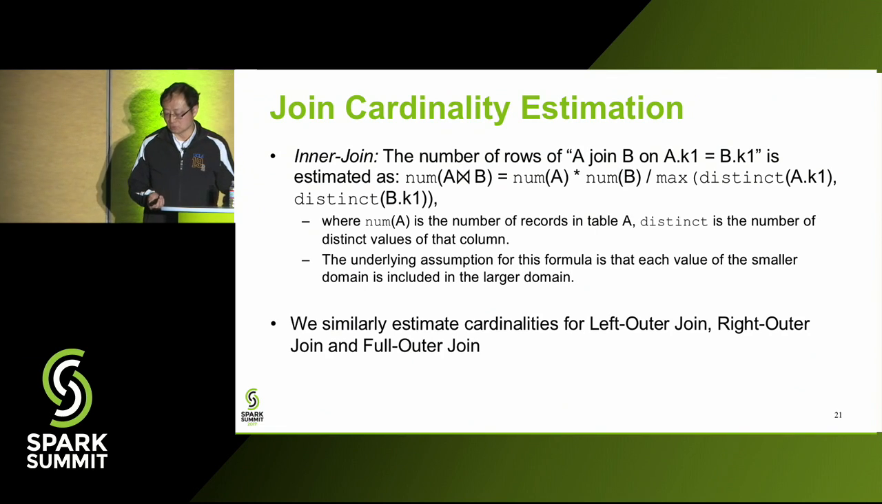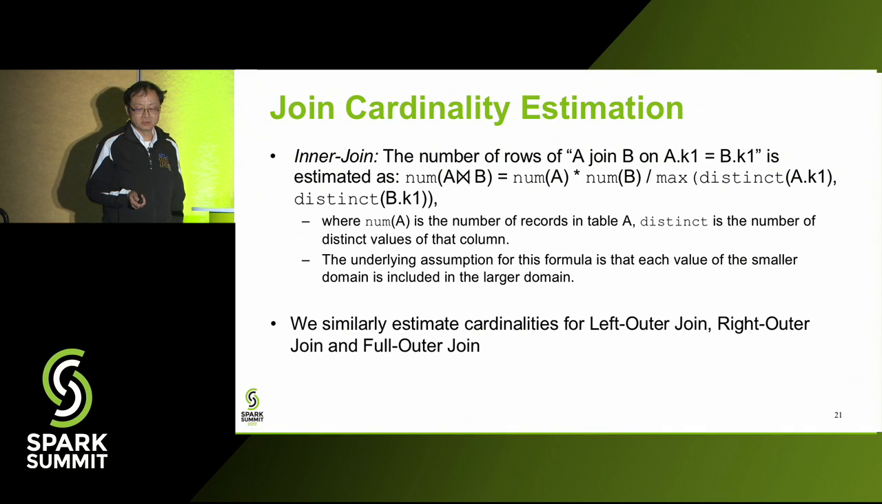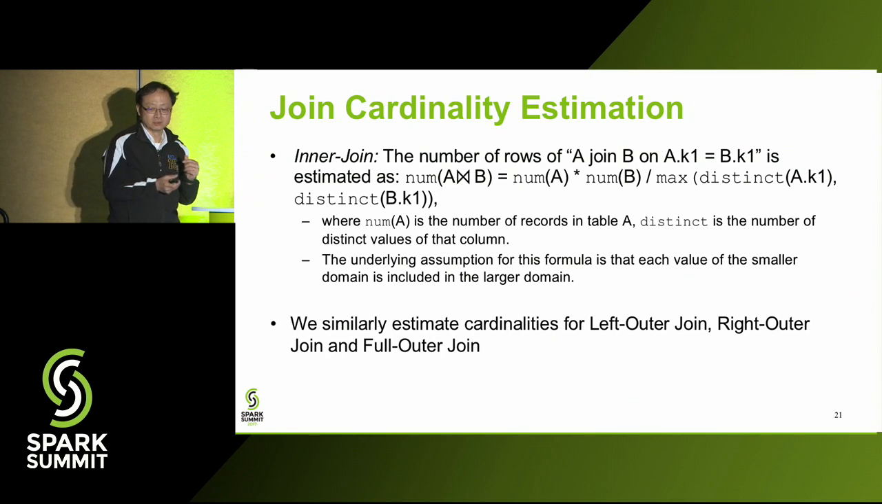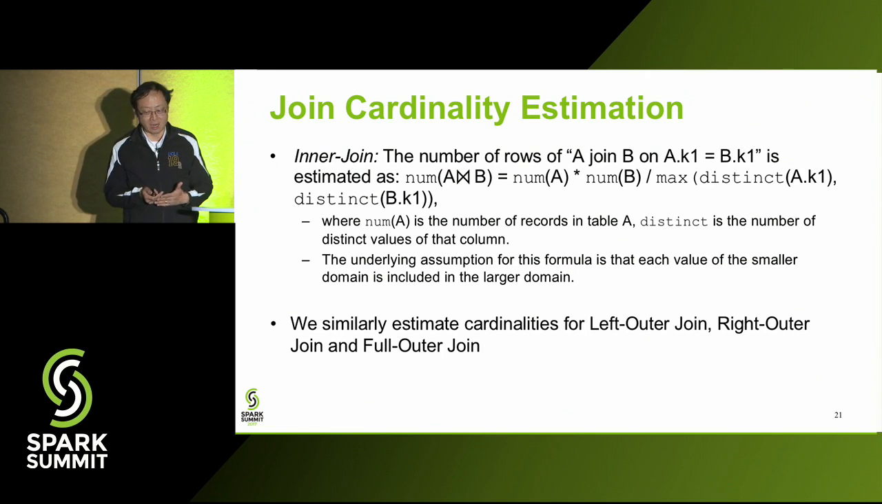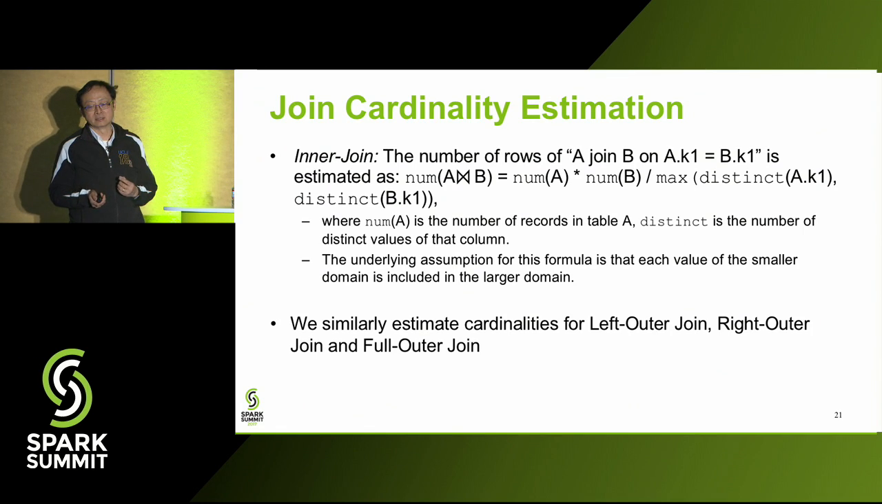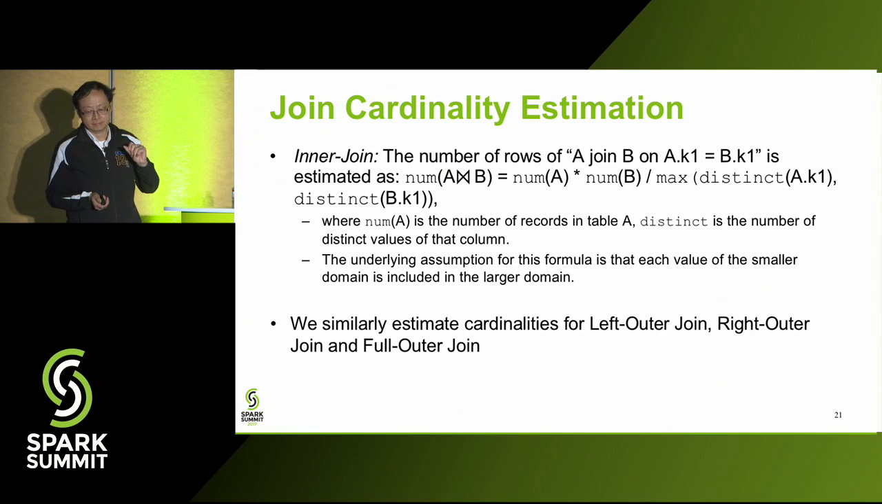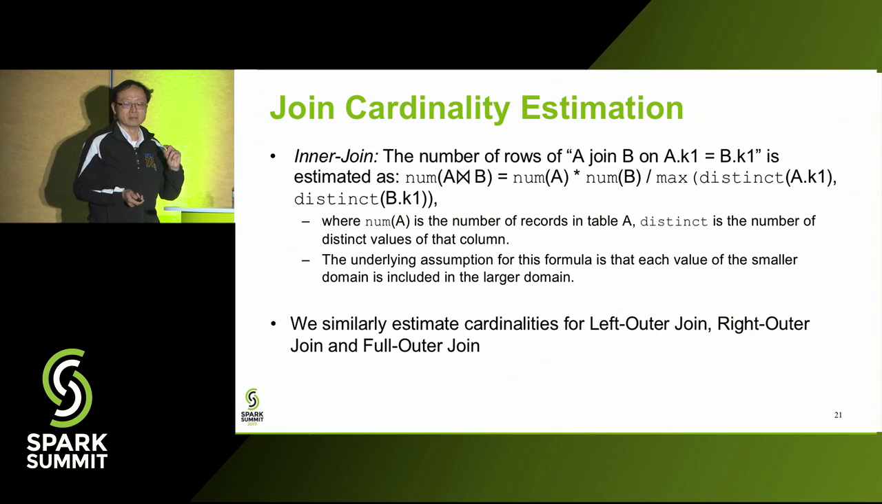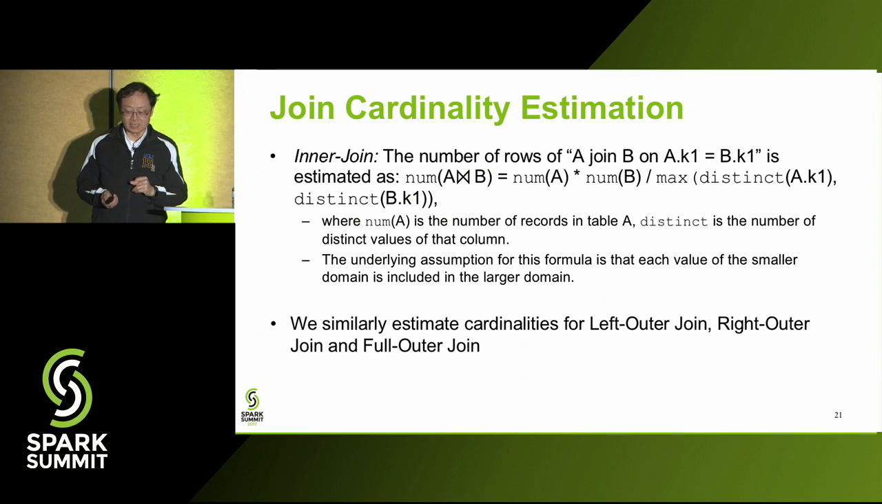And now I'm going to talk about how we estimate the join cardinality. We are mostly interested in the inner join. For the inner join, the way we compute the number of rows for the join output, when A joins B on column K1, is the number of table A's records times the number of table B's records, divided by the larger value between the number of distinct values in table A's K1 column and the number of distinct values in table B's K1 column.